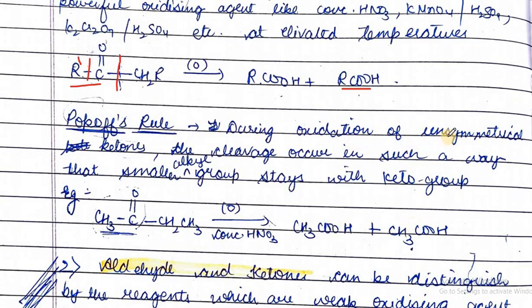According to Popoff's rule, during oxidation of unsymmetrical ketones, the cleavage occurs in such a way that the smaller alkyl group stays with the keto group, that is the smaller alkyl group will go with the carbonyl group. So this bond breakage will take place. In this particular example, with concentrated nitric acid we will get acetic acid, and here again acetic acid. There are two carbons on the left side and two carbons on the right side, so both are carboxylic acids with two carbons, that is ethanoic acids.